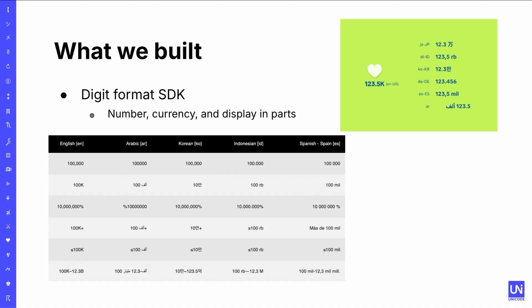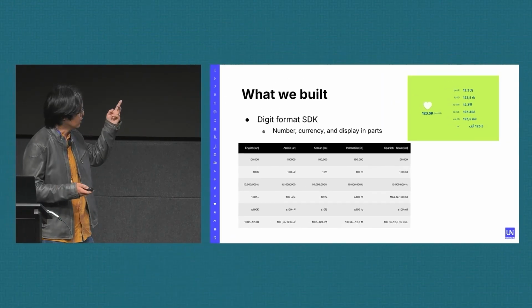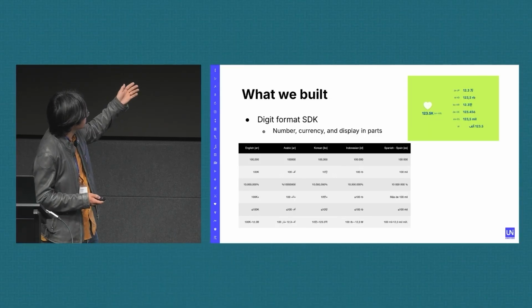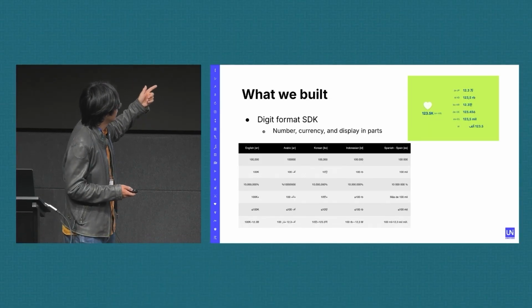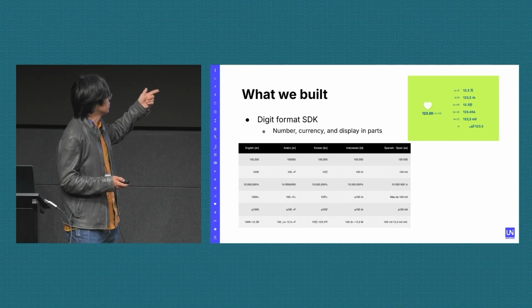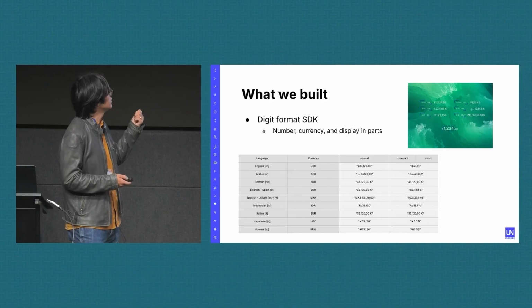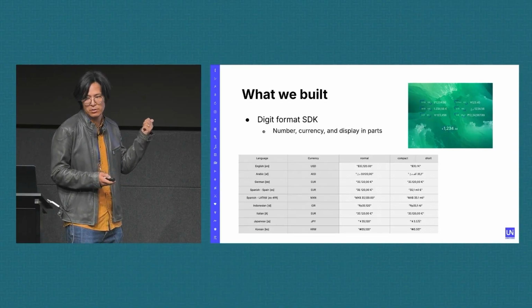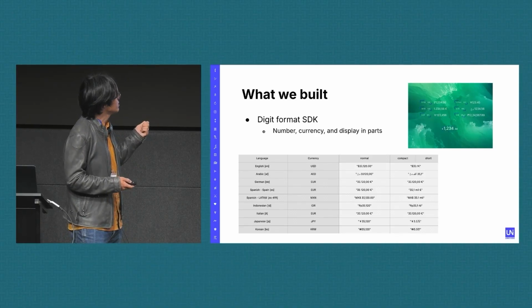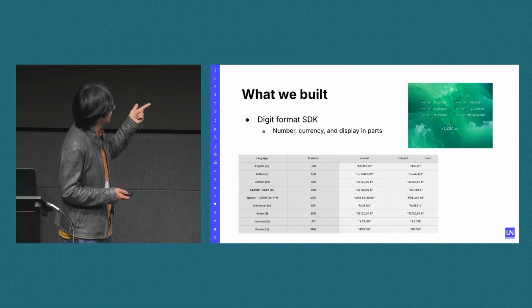And also the next one is a digit format SDK. First, it processes number formats. For example, general numbers, and also the big numbers, and also percentages, and also ranges. And for the digit format SDK, it also supports currency formats. So you can see all the different formats here.